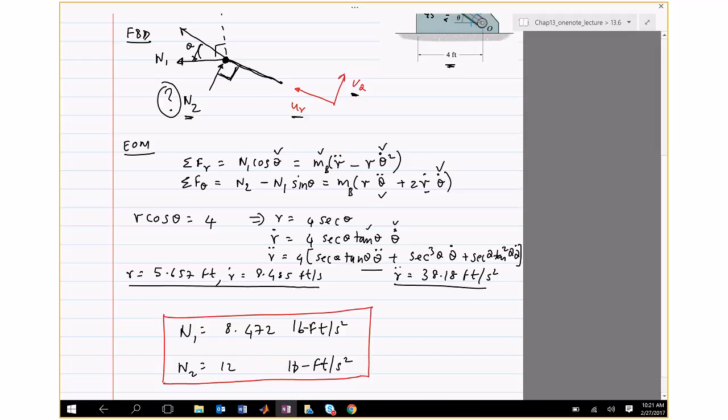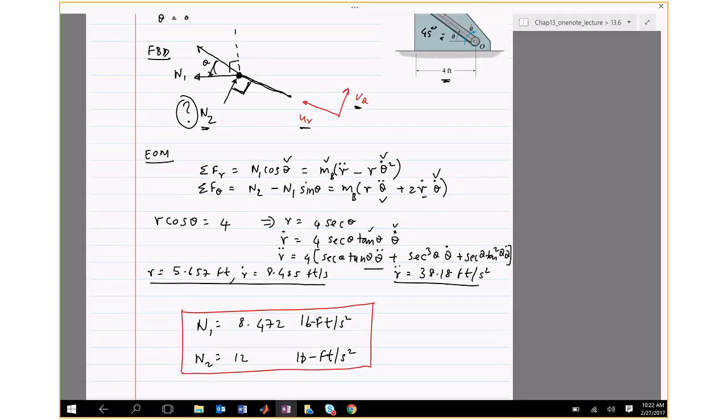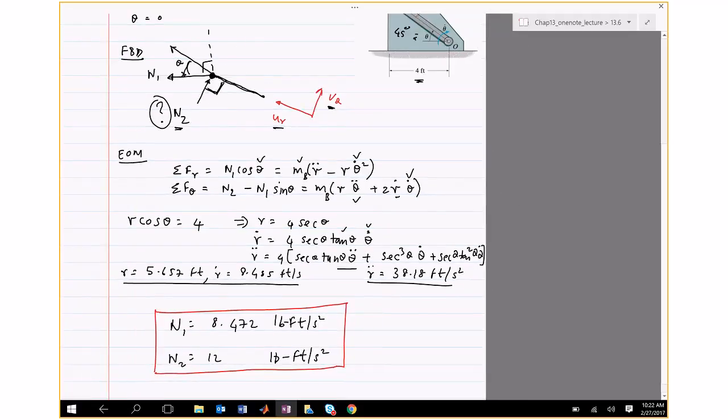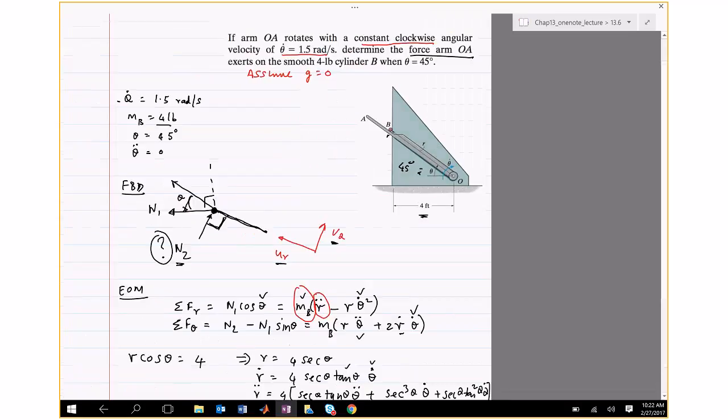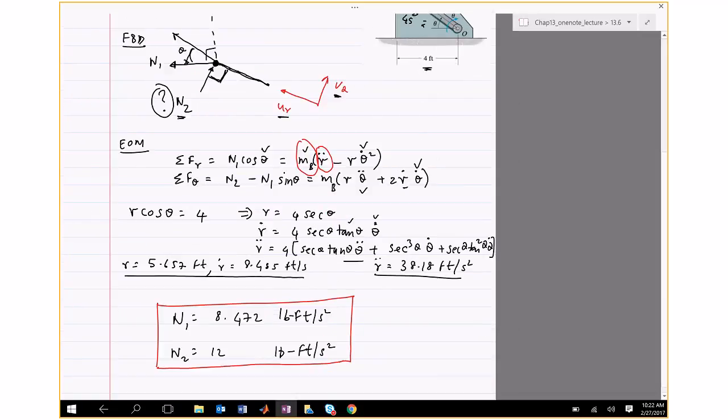Okay. Any questions? Why are you using pound feet per second squared? Isn't it just pounds? Because slug is the mass. Okay, so I'm just looking at this. This is lb. And I'm looking at r double dot. So the units of N1 is the units of mass times acceleration. So units of mass is lb. Units of acceleration is feet per second squared. But mass is slug. Is it given in slug? No, but mass is slug. You can convert this to slug.